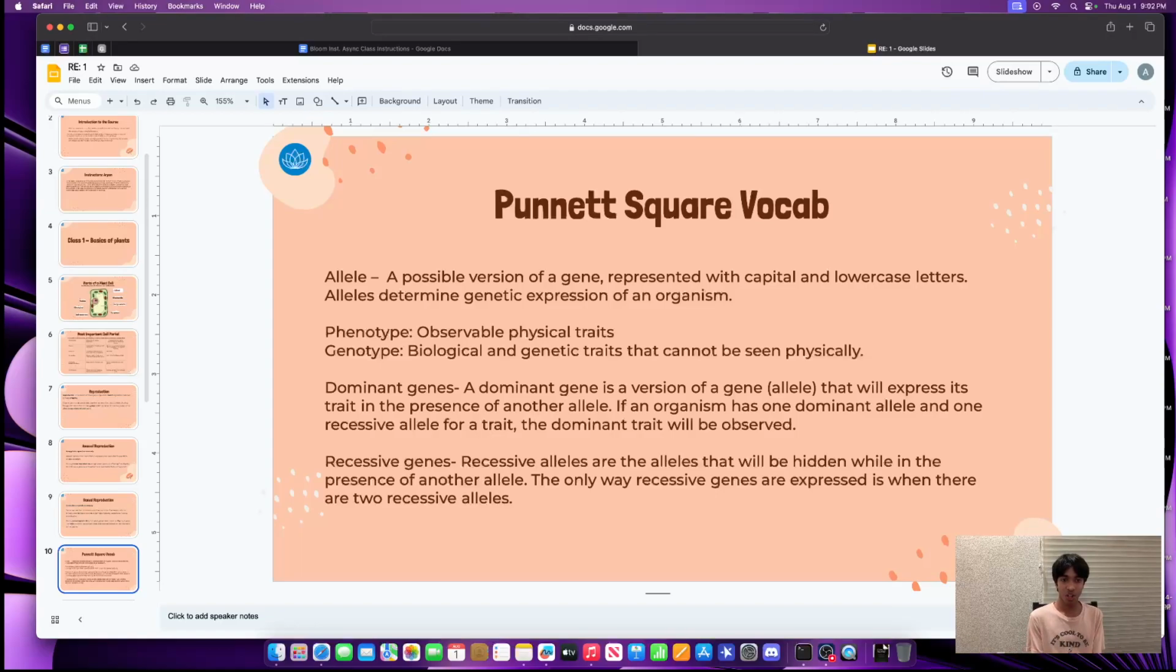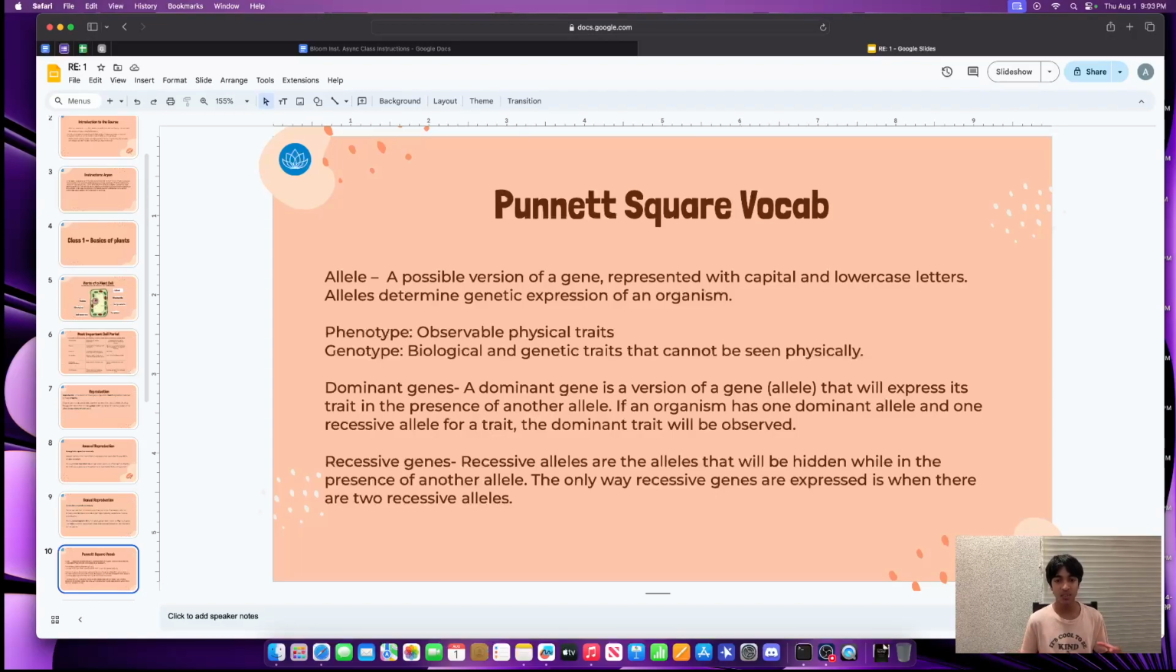Yeah, so a dominant gene is a version of a gene, or an allele, that can express its trait in the presence of another allele. If an organism has one dominant allele and one recessive allele, the dominant trait will always be observed. Please keep this in mind because this is really important for biology, and you'll be using this a lot as you move forward in middle and high school.